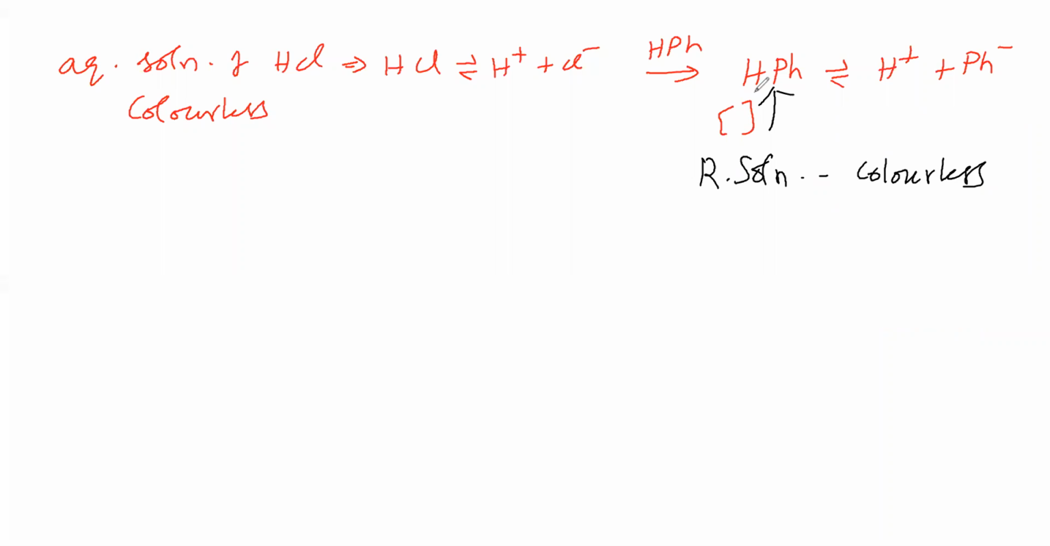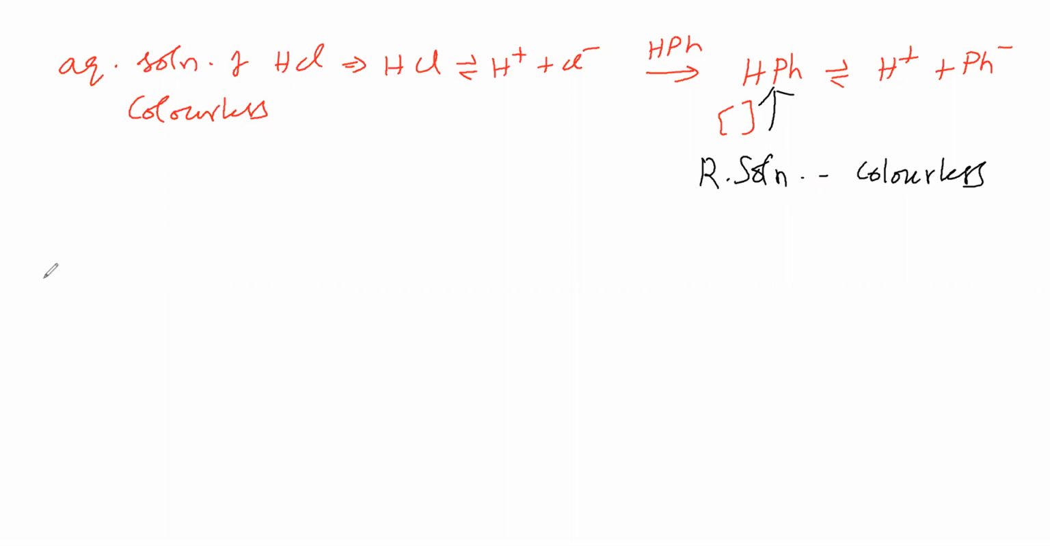So on adding an aqueous solution of phenolphthalein into an aqueous solution of HCl, the resultant solution remains colorless. Why? Because the unionized form of phenolphthalein dominates, which is colorless. Therefore the resultant solution is colorless.